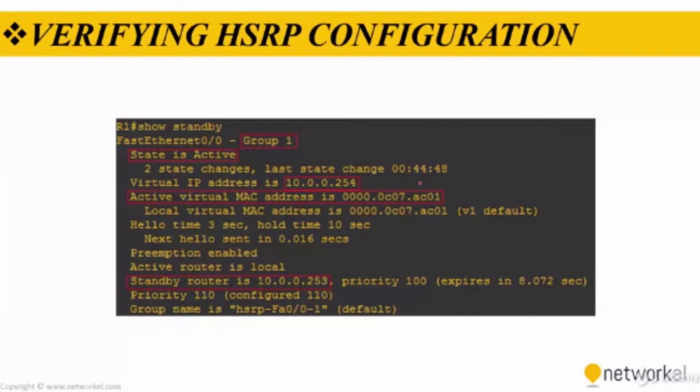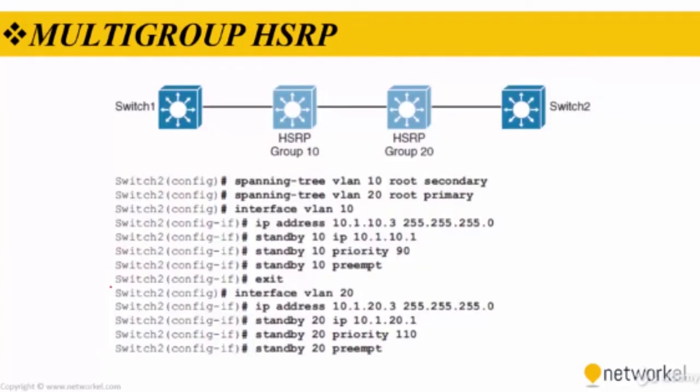To verify the HSRP configuration, I'm using the show standby command and I can see the group number, state, active virtual MAC address and standby router's IP as well by typing the show standby command.